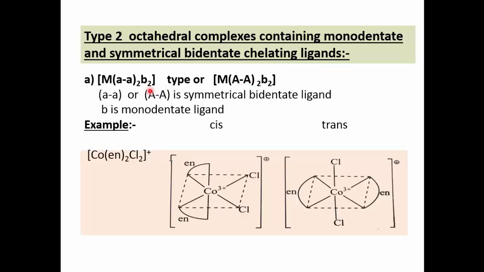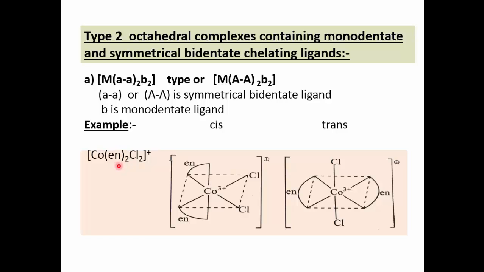See again in this type, MAA2B2, AA is the symmetrical bidentate ligand and B2 is the monodentate ligand. It is also represented with the help of this formula. So AA is symmetrical bidentate ligand, B is monodentate ligand. See, this is the example: dichloro-bis(ethylenediamine)cobalt complex ion. 2 chloride, that means 2 monodentate ligands. 2 ethylene diamine, that means 2 symmetrical bidentate ligands.